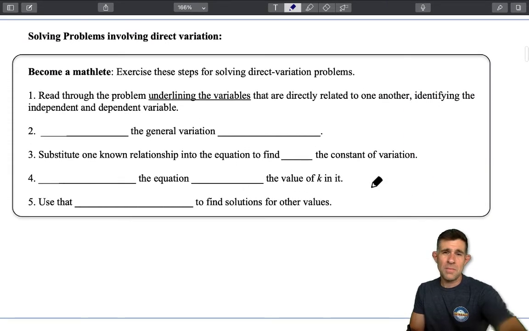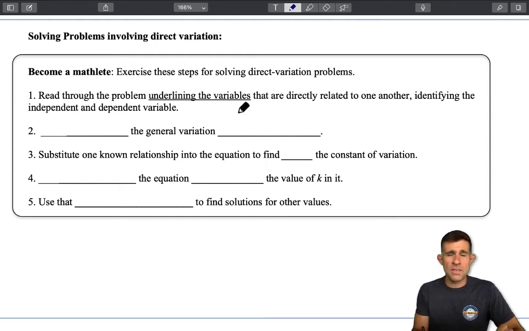All right, when it comes to solving problems involving direct variation, we have a series of steps that we walk through. These are your steps that you can exercise when solving direct variation problems to become a mathlete. First step is to read through the problem and underline the variables that are directly related to each other, and make sure you identify which one is the independent and which one's the dependent. This is going to especially be helpful when you have to graph these.